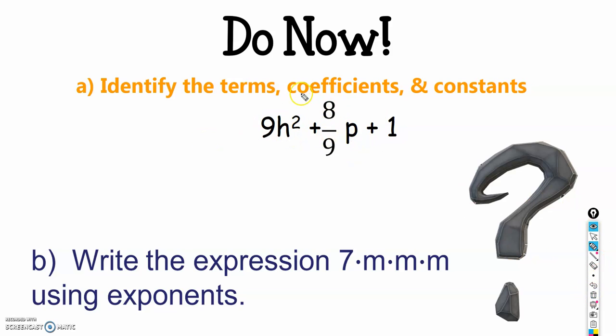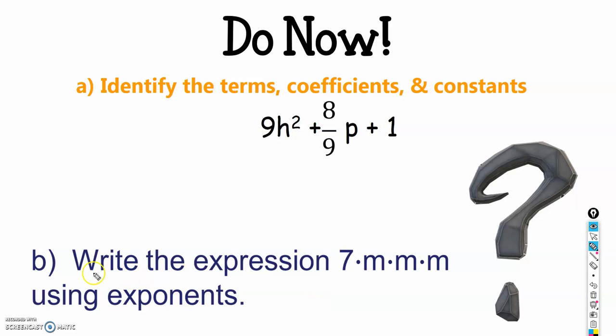How about coefficients? The coefficient is the number that's in front of a variable. So I have 9 as a coefficient and 8/9 as a coefficient. We have two coefficients here. Finally, what about constants? Constants never change. So as far as constants, I've only got one, and it is literally a 1.